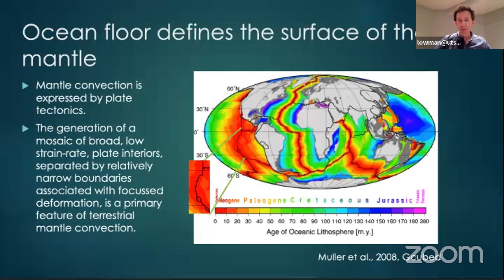So motivation for the study is found in a map of the ocean floor age. This one's taken from the work by Muller's group. In particular, I want to emphasize the primary observation we have of mantle convection. The variation in these ages is evidence of the motion at ocean floor and demonstrates a starting point for recognizing what must be obtained from models to be considered to display Earth-like behavior. Mantle convection is expressed by plate tectonics, and the generation of a mosaic of broad, low strain rate plate interiors separated by relatively narrow boundaries associated with focused deformation is a primary feature of terrestrial mantle convection.